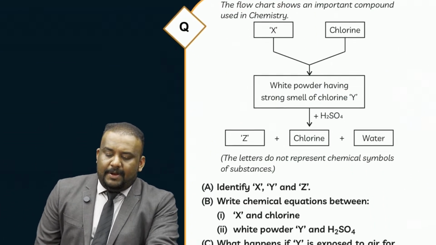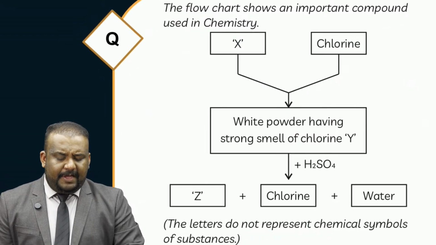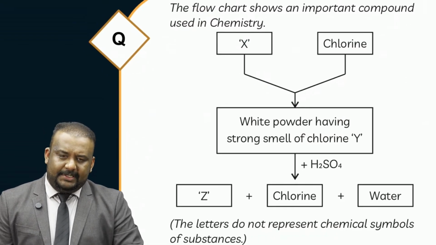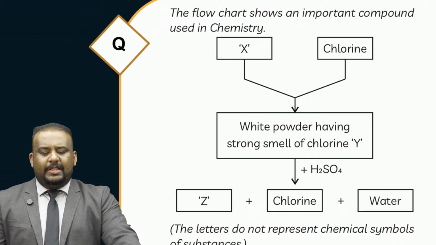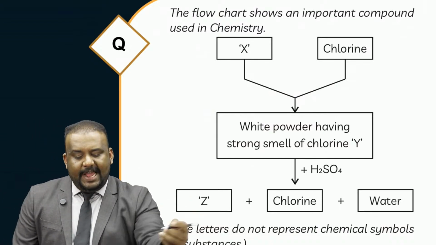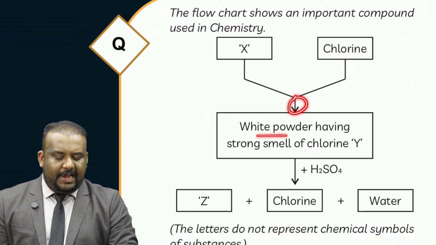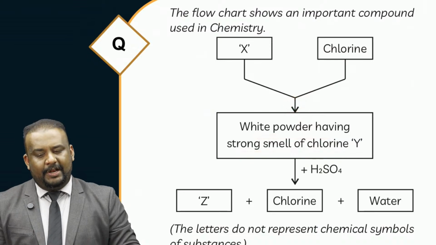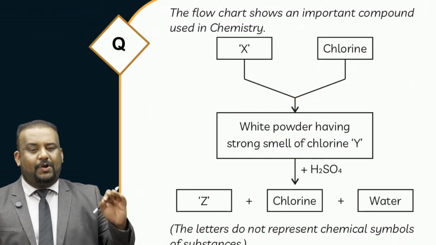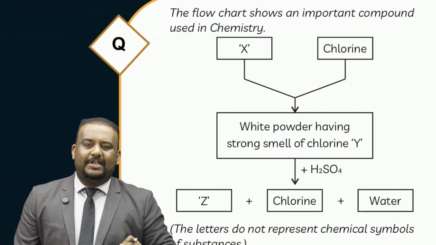Okay, now let's move on to another question. I would say a very important question. This is a high priority question. The flow chart shows an important compound used in chemistry. There is something written as X, and then there is chlorine, and then the combination is showing white powder having strong smell of chlorine. That is none other than bleaching powder, isn't it?